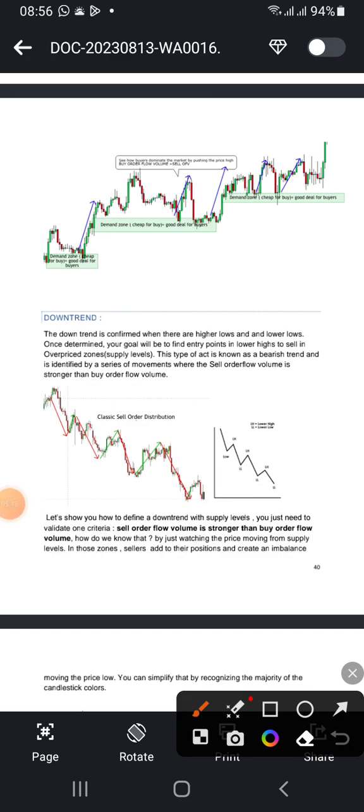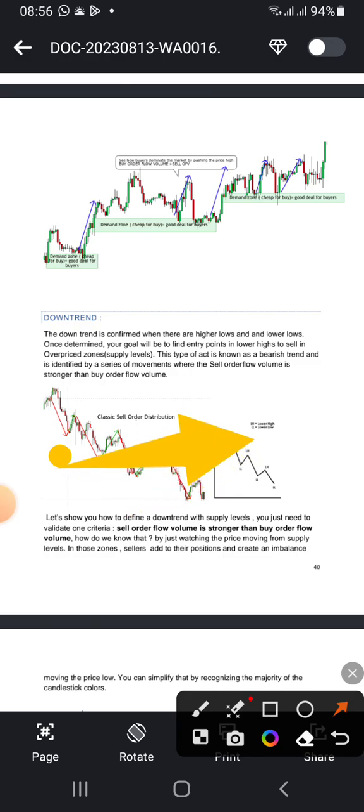All right, so we're going to focus now on the downtrend setup. So how can you tell it's a downtrend? Can you see it's a slope going all the way down? As you can also see on the right side, you have a chart here that shows you how to tell if it's a downtrend. So you've got lower highs and lower lows.